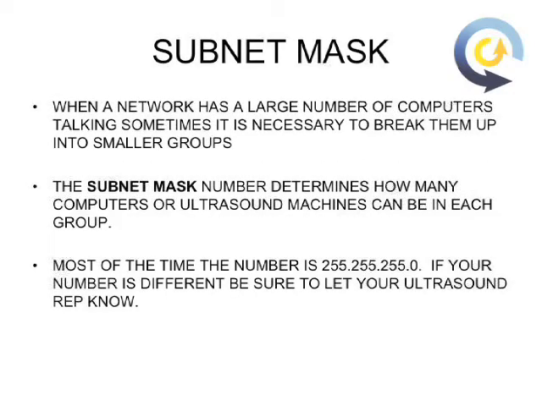Subnet mask. When a network has a large number of computers talking, sometimes it is necessary to break them up into smaller groups. The subnet mask determines how many computers can talk in a single group. Most of the time this number is 255.255.255.0. If your number is different, have your administrator let you know.